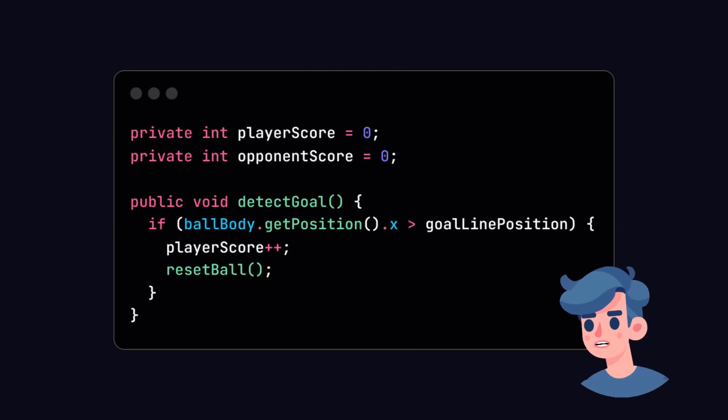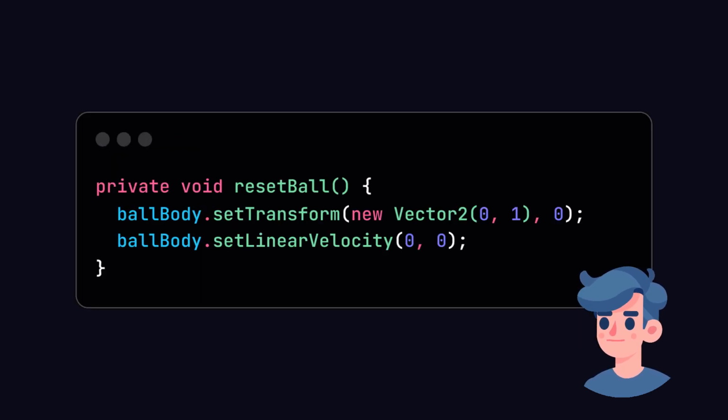Next, let's build the scoring system for the game. We will define a simple scoring logic to detect when a goal is scored. We check if the ball has crossed the designated goal line and increment the player's score accordingly. Handle the reset method to put the ball back in its original position.